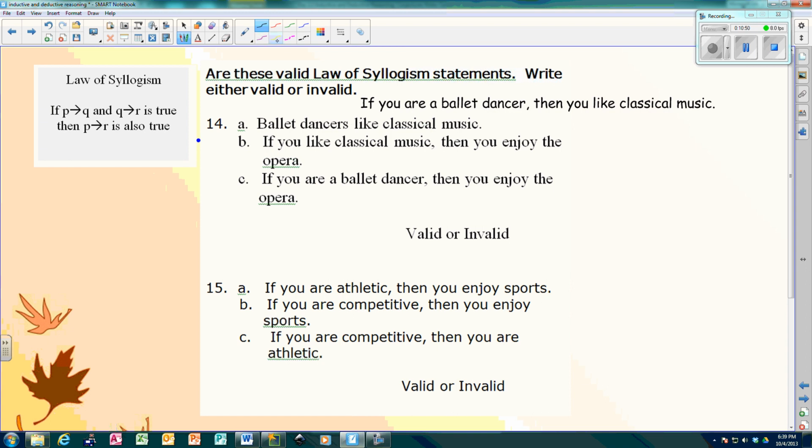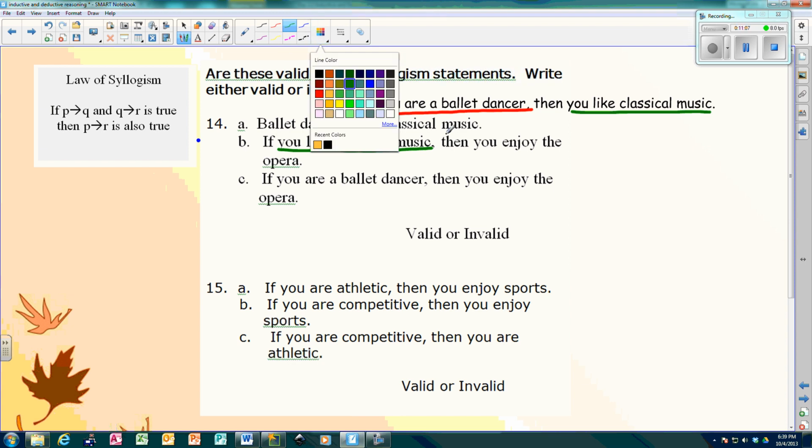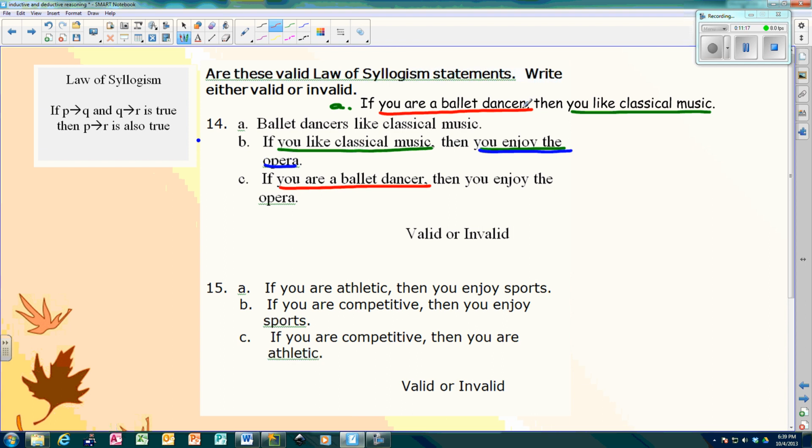So here is, you are a ballet dancer, then you like classical music. So that's A. So if you like classical music, then you enjoy the opera. So is this valid? If you are a ballet dancer, then you enjoy the opera. So this one would be valid. So sometimes you may have to take your statement and make it if-then. So let's try the next one.